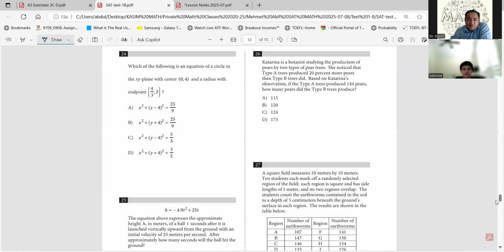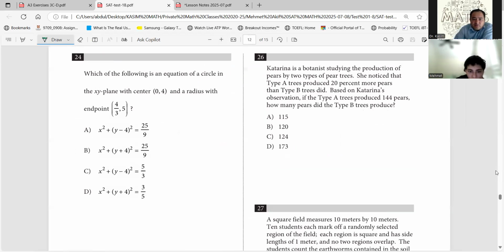Now, if we get back to our question here, it's saying that the center is given as (0, 4), and the radius with endpoint (4/3, 5). So we have to solve it in two steps. First, if you visualize this, that's our circle. It doesn't look like a circle. Okay, this one is (0, 4), and the radius with endpoint (4/3, 5). So this one is the radius. And what are the endpoints? (4/3, 5). Number one, we have to find the radius r. And number two, we just write the equation.